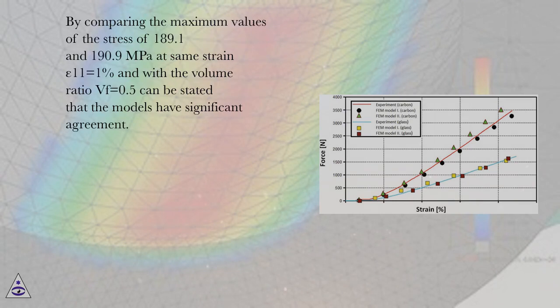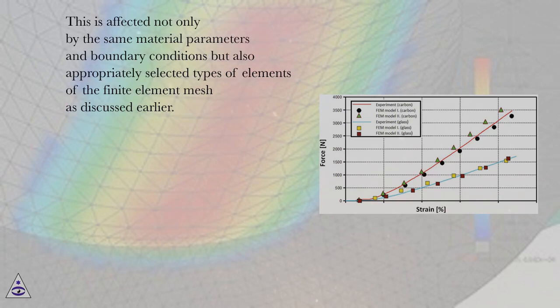By comparing the maximum values of the stress of 189.1 and 190.9 MPa at the same strain epsilon 11 equals 1% and with the volume ratio VF equals 0.5, it can be stated that the models have significant agreement. This is affected not only by the same material parameters and boundary conditions but also appropriately selected types of elements of the finite element mesh, as discussed earlier.